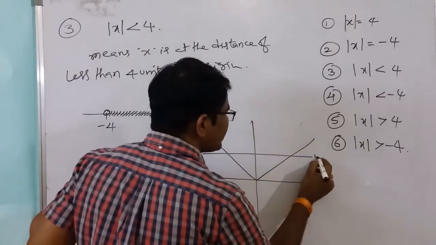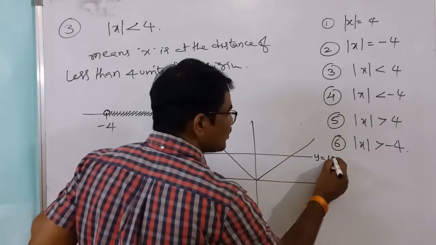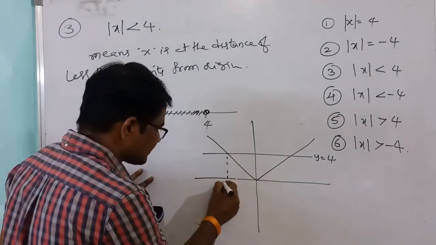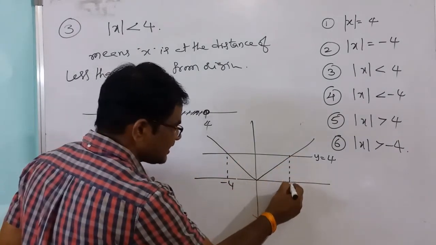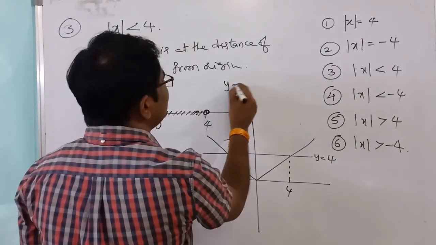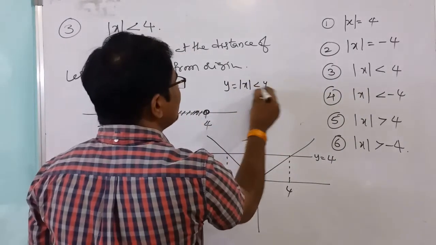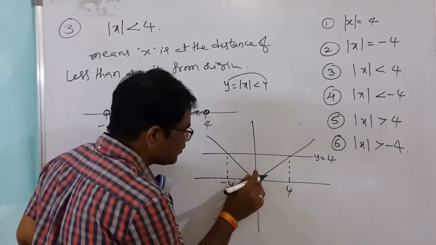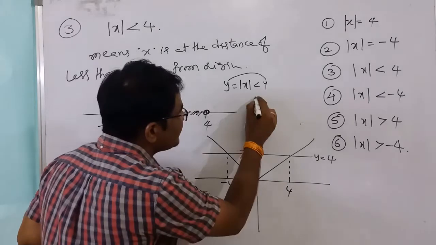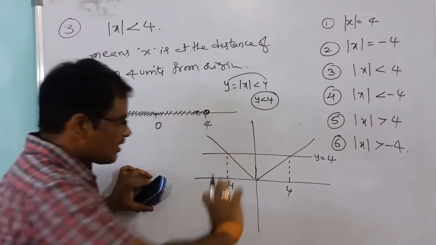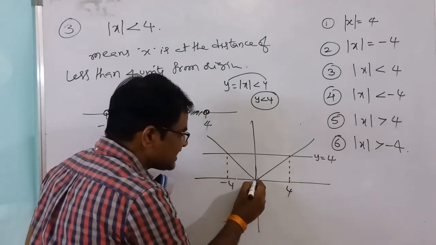Or if you take it like this, this is the y equal to 4 line. It is intersecting here, suppose minus 4 is here, plus 4 is here, right? Now what is it saying here? y equal to mod x less than 4 means y less than 4. So y less than 4 means, whenever y is less than 4, what are the possible values of x? Y is here to here, means less than 4.